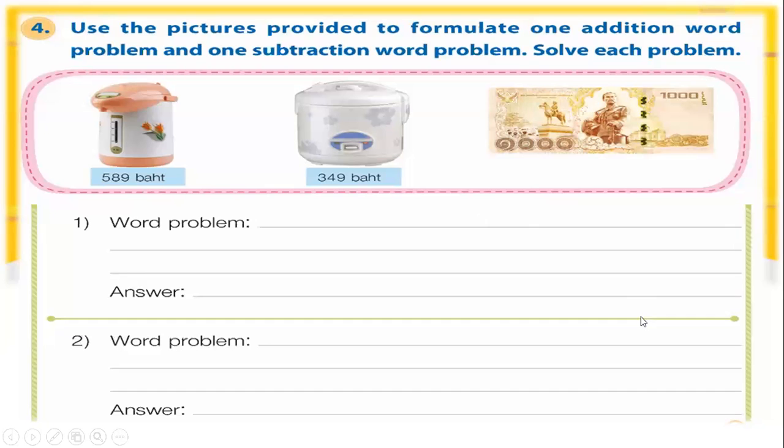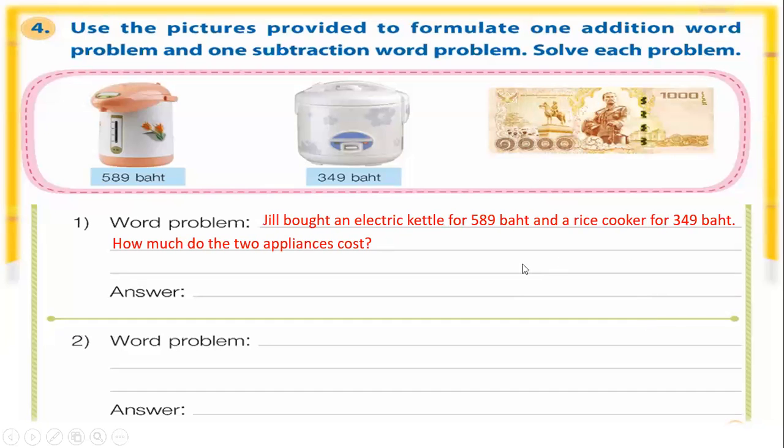Okay, so for example, for one addition word problem, how can we do it? You can see here: Jade bought an electric kettle for 589 baht and a rice cooker for 390 baht. Now the question is, how much do the 2 appliances cost?